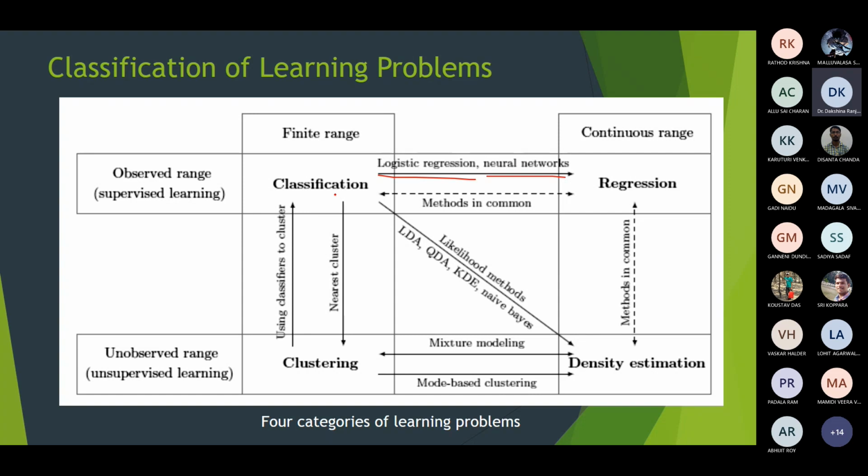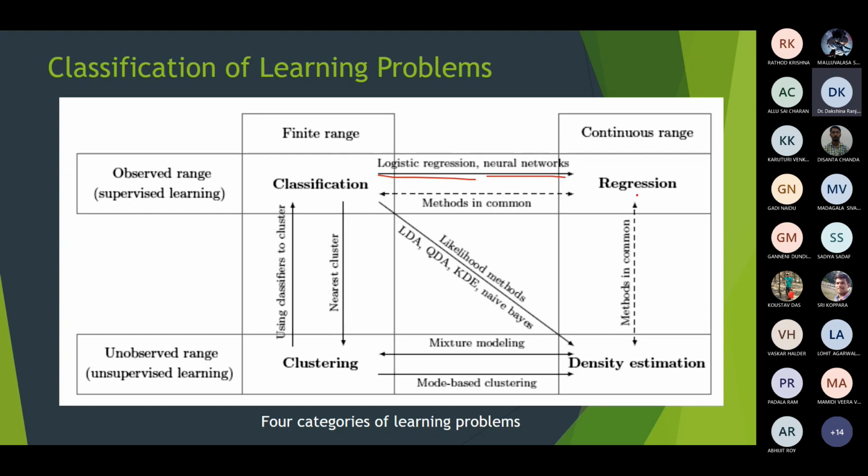If we want to establish the relation between classification and density estimation, then we have several methods. These are called likelihood methods, like linear discriminant analysis, kernel density estimation, and naive Bayes. So these are the different likelihood methods. We can use these likelihood methods to transform the classification problem into a density estimation problem.